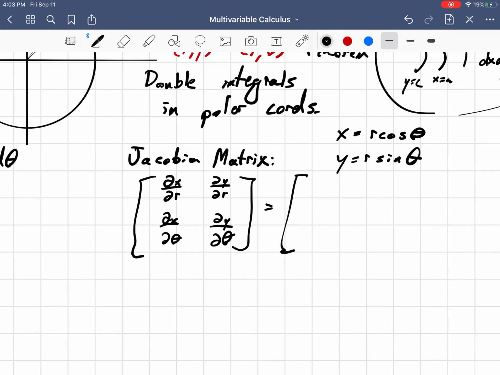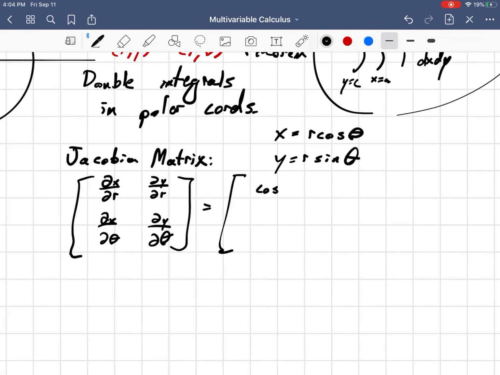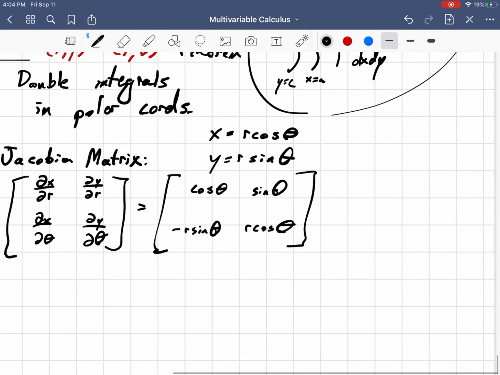Now when we actually take those partial derivatives, partial x with respect to r is cosine theta, because r is the variable and theta is the constant. Partial y with respect to r is sine theta. Partial x with respect to theta is negative r sine theta, because r is the constant and cosine theta is what's varying; the derivative of cosine is negative sine. Partial y with respect to theta is r cosine theta, for the same reason: the derivative of sine is cosine.